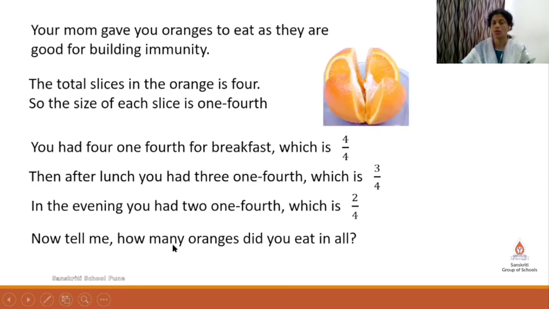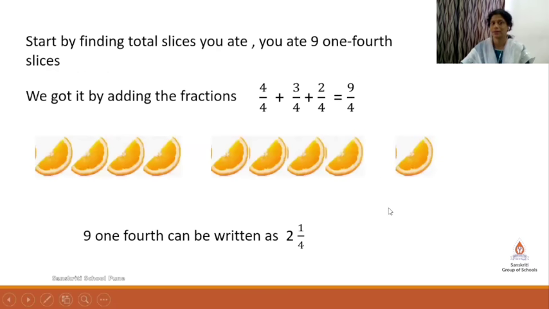Now tell me, how many oranges did you eat in all? The numerators are 4, 3 and 2. If you add this, clearly it's more than 4. So which means you should have eaten more than one orange. Let's start by finding total slices you ate. You ate 9 1/4 slices, and we got it by adding the fractions. 4/4, 3/4, 2/4. It equals 9/4.